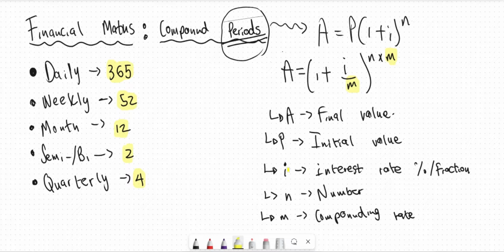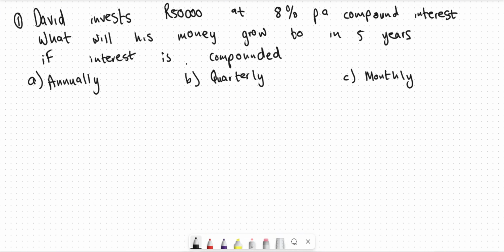So, how do we apply all of this to a question? In this question, it reads that David invests 50,000. So let's highlight the important parts: 50,000 at 8% per annum of compound interest. So it tells us we definitely need to use the compound interest formula. The question then reads, what will his money grow to in 5 years' time? And it gives us different compounding rates: if it's compounded annually, quarterly, or monthly. So let's do each of them.